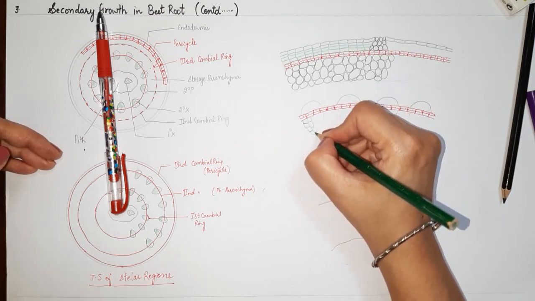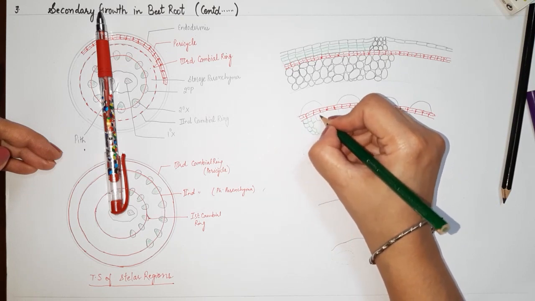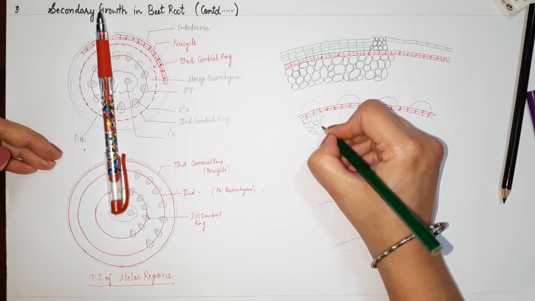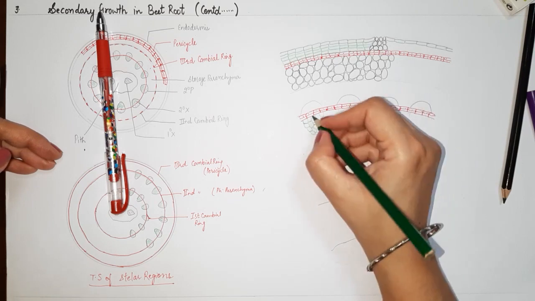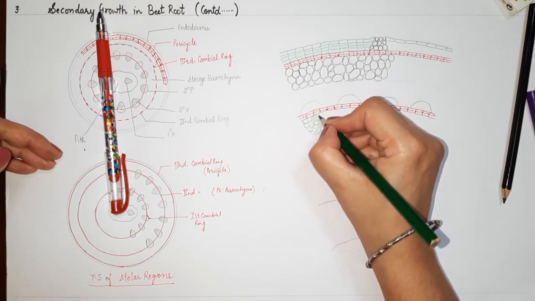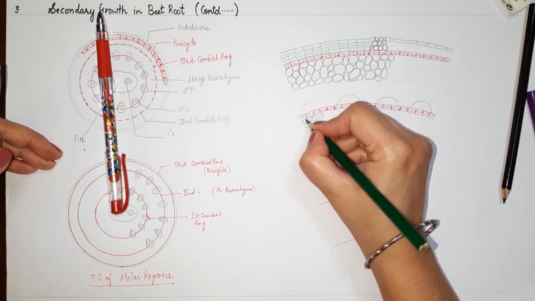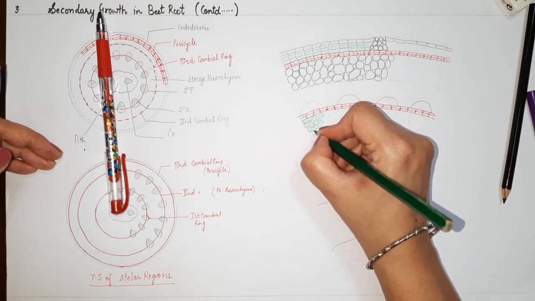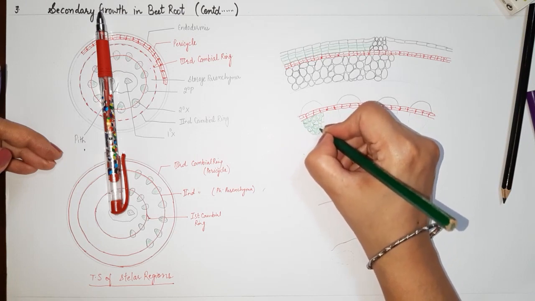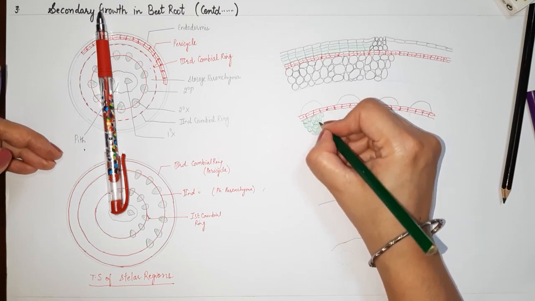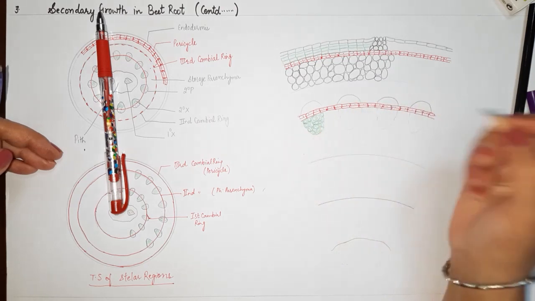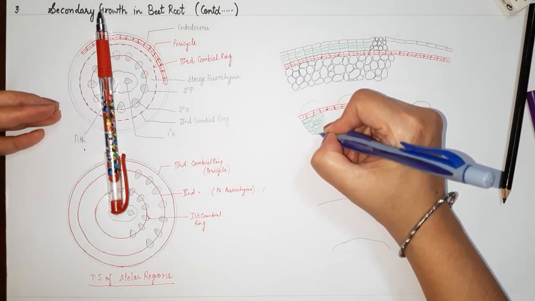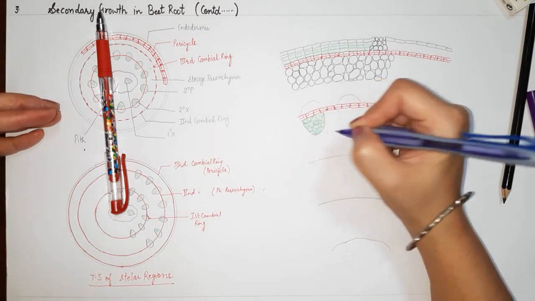You have to show polygonal cells, small, large, of variable sizes, and make them double walled. See, there are two ways. One, you can either make them thick walled just by darkening the cellular wall, or you can make them double walled so that enough lumen, wide lumen, is left. So this way you will complete the secondary xylem in all vascular bundles, make its proper boundary.